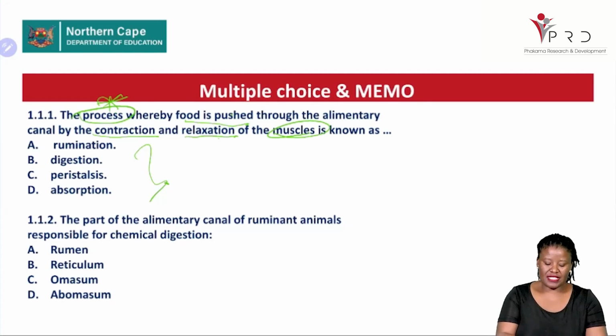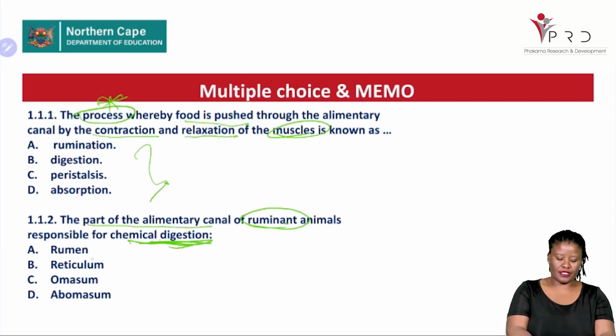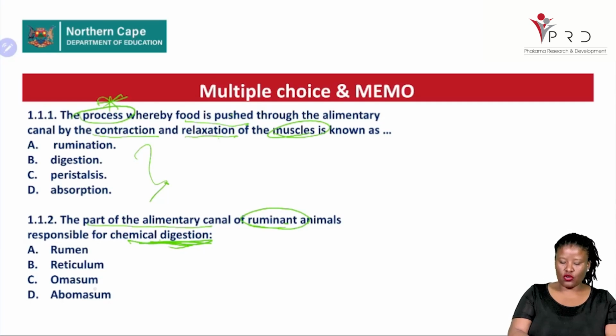The part of the alimentary canal of ruminant animals responsible for chemical digestion. Which part is responsible for chemical digestion? Is it the rumen, the reticulum, the omasum or the abomasum? So now you need to understand the functions and the adaptations of these parts of the stomach. Then you go to your responses.